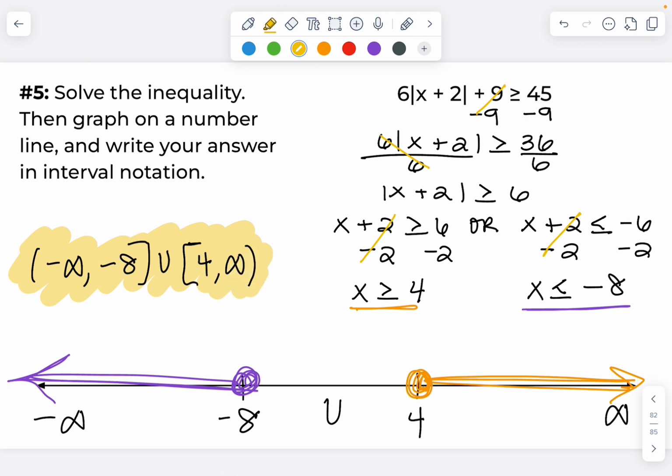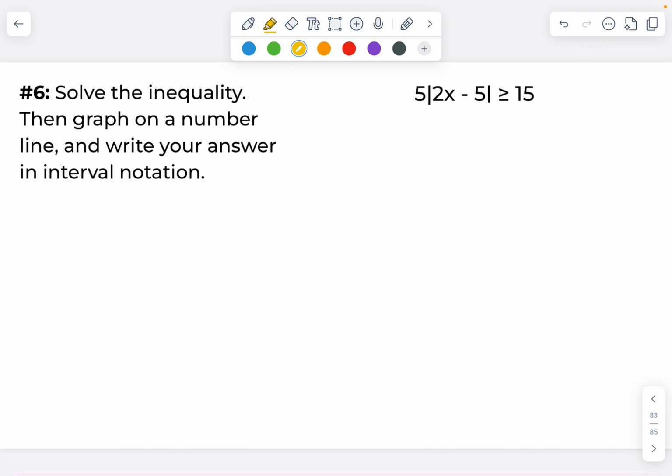Okay, so I want you guys to try number 6 fully on your own. Simplify this inequality, then graph it on a number line, and then write your final answer in interval notation.